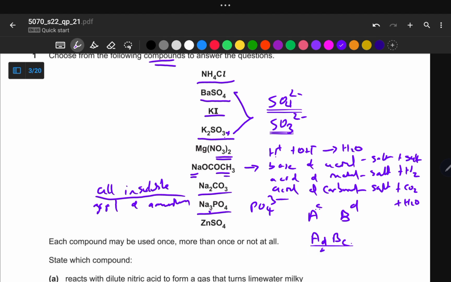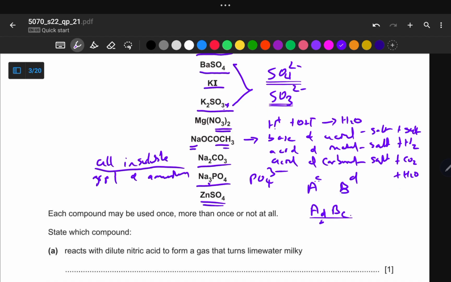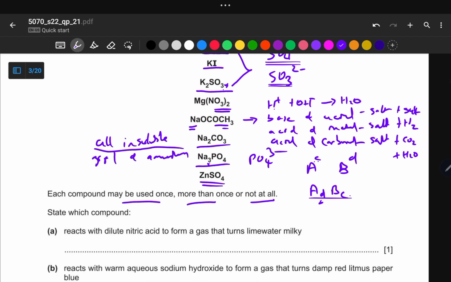So you can easily relate using this format, right? And then we have zinc sulfate, right? We are required, each compound may be used once, more than once, or not at all. State which compound reacts with dilute nitric acid to form a gas that turns lime water milky. A gas which turns lime water milky is carbon dioxide. So this is the confirmatory test for carbon dioxide, right?